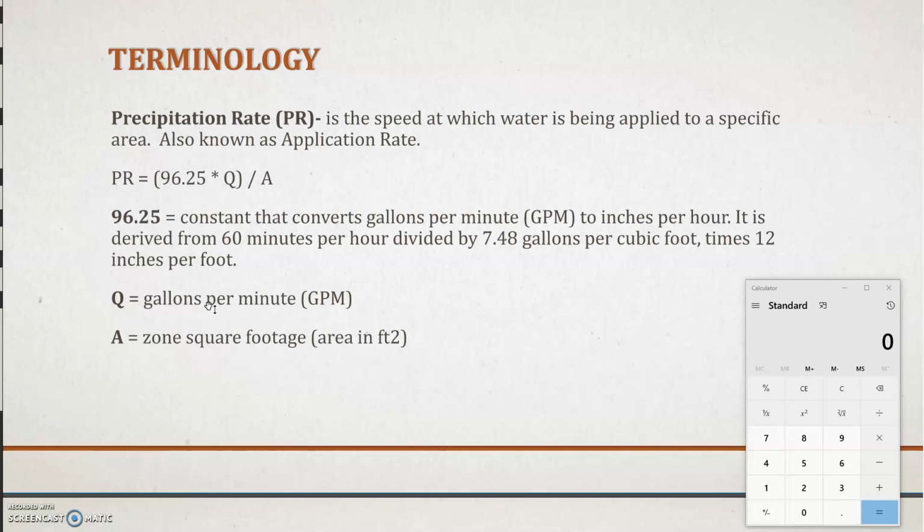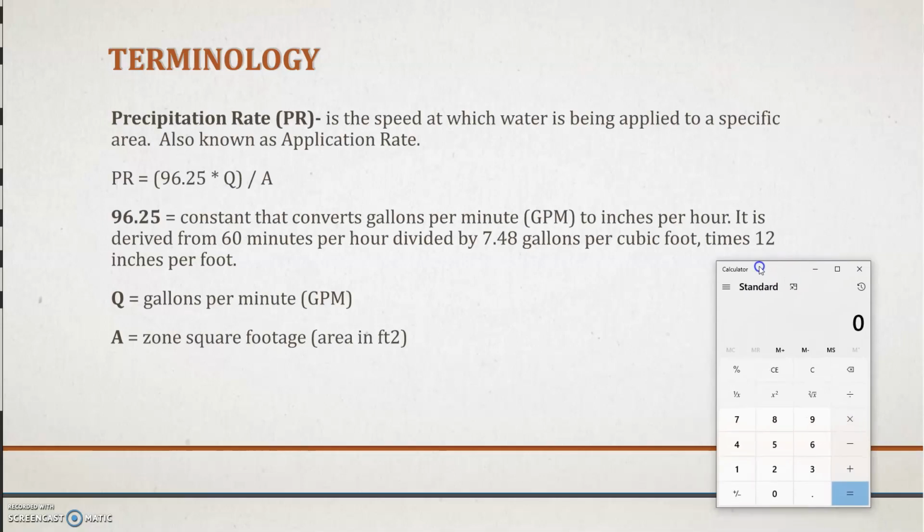And then if we have different precipitation rate equipment, like rotors versus spray heads versus drip, how we eventually make them match precipitation rate is we adjust the time. And that's how we put down the same amount of water. So what we're going to do in this scenario is do a little math.